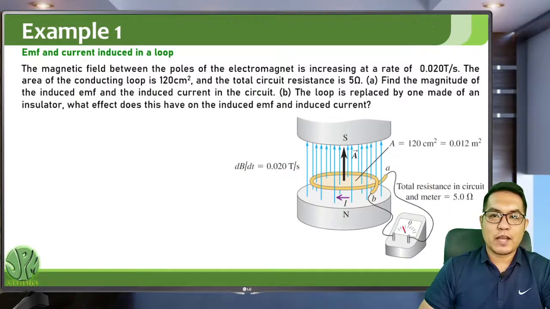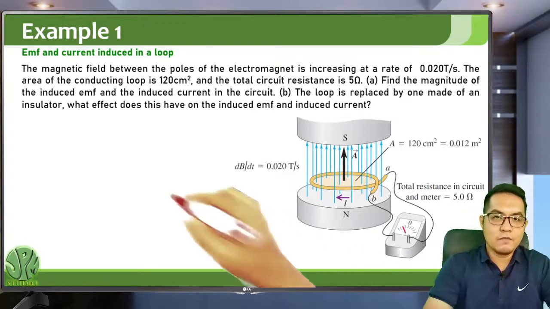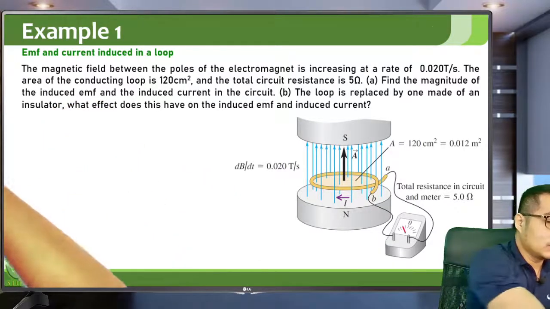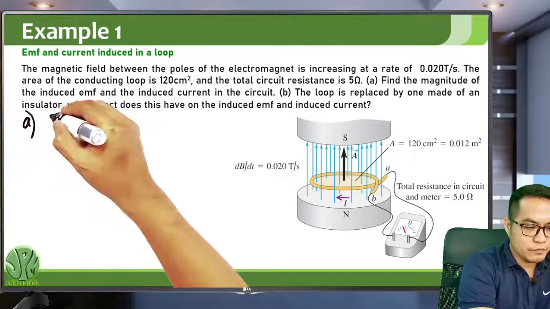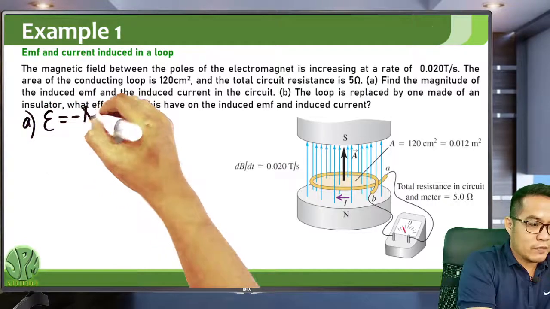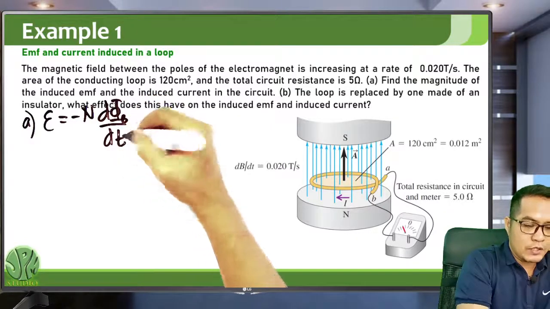If the loop is replaced by one made of an insulator, what effect does this have on the induced EMF and induced current? Okay, for letter A, the induced EMF is just negative N, change in flux over change in time.